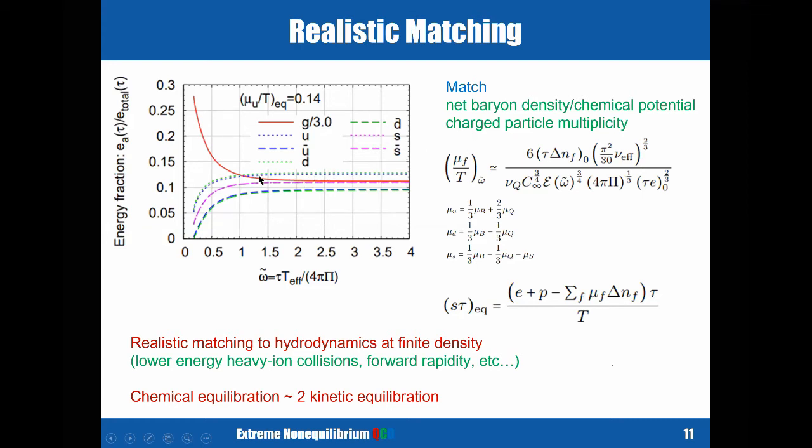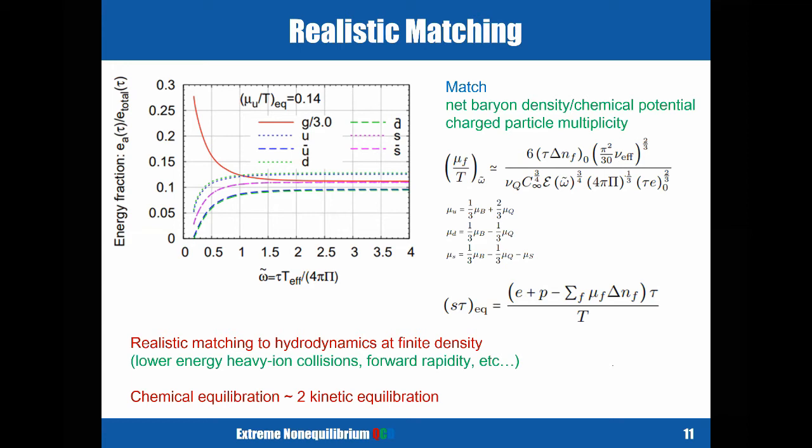In principle, we can also evaluate the chemical potential and the temperature of the system from Landau matching. At leading order, let's say the linear order, we have a very nice analytic form for the chemical potential and the temperature, like this. And from this, we can also convert this to the chemical potential for the charge and baryon number. Near equilibrium, we can evaluate the entropy production of the system. From this, we can match certain values of the charged particle multiplicity and the net baryon densities, and fix the scales in our evolution.